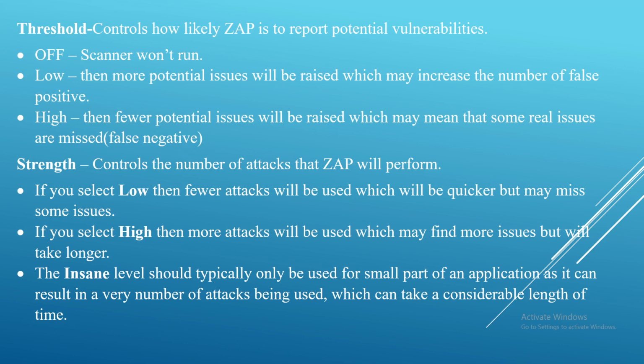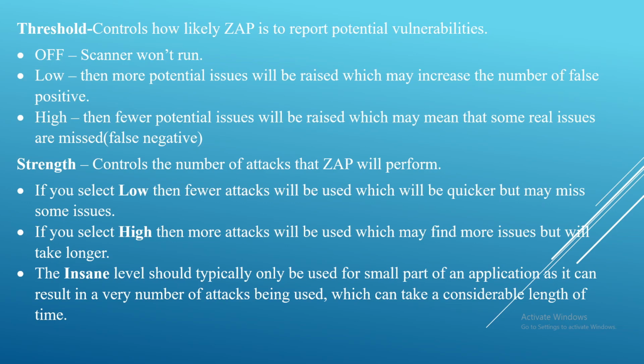Okay. Before going to ZAP and the demo, I will give a description of what threshold is and what strength is. These are the two options we need to configure for the scan policy. Threshold controls how likely ZAP is to report a potential vulnerability. So we can set the threshold to three values: off, low, or high.